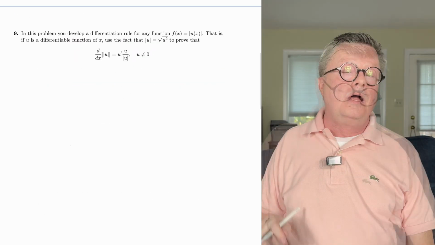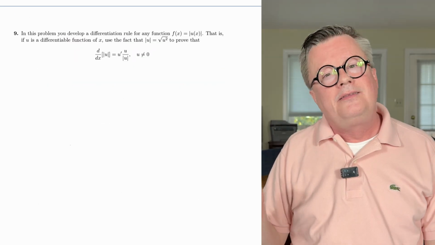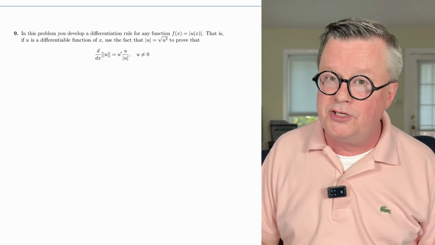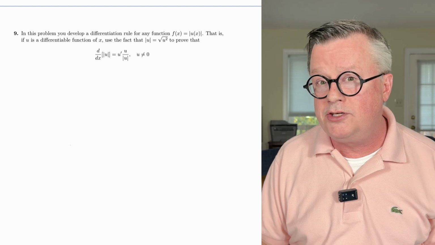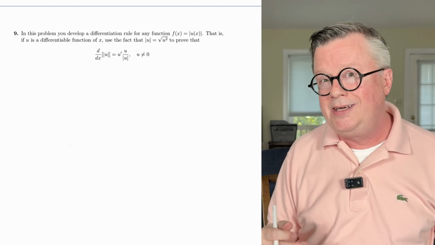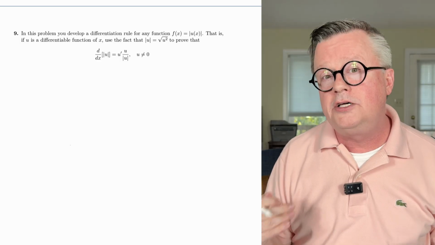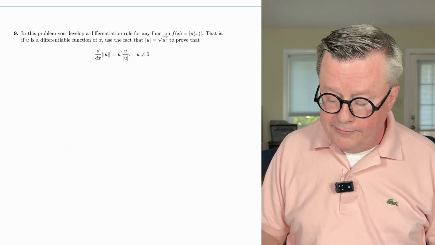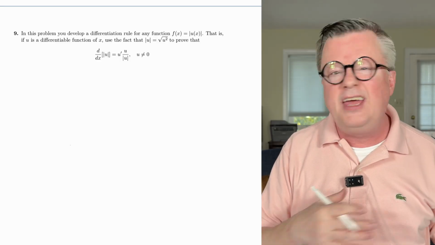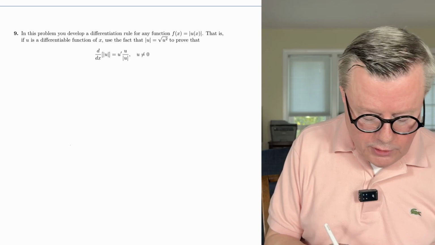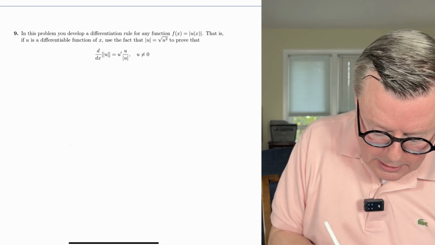All right. Question number 9. This is a hard problem. This is not something that you're going to see on a BC Calculus test or even on the BC Calculus exam. This is really kind of a proof. I want us to develop a formula for finding the derivative of any function that has absolute values around it. And I've given you a sort of a hint here.